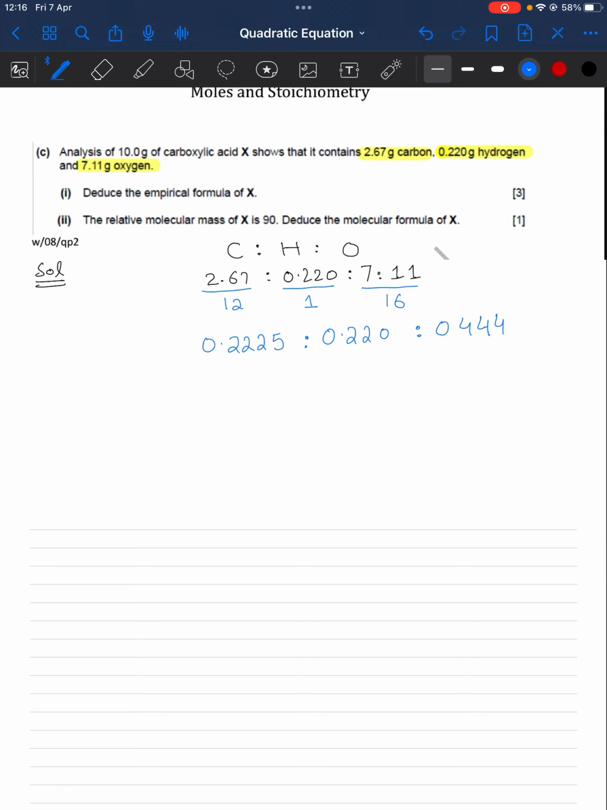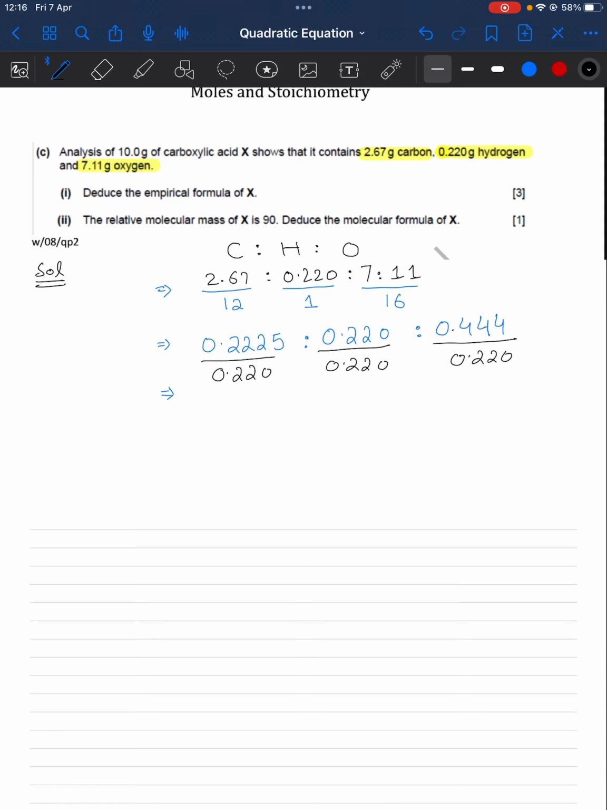0.444. Now in the third step we have learned that we need to convert this ratio into the simplest form. In order to convert into the simplest form, we will be dividing this ratio by the smallest number. The smallest number is the second one, which is 0.220. So we'll divide each by 0.220, 0.220 and 0.220.